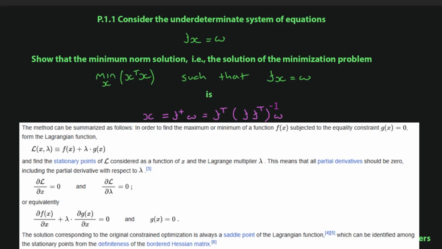We'll then take that multiplier and we'll substitute it back into our equation for x, and that will give us a solution x with respect to w. And that will hopefully give us our J transpose times (J J transpose) inverse w solution.